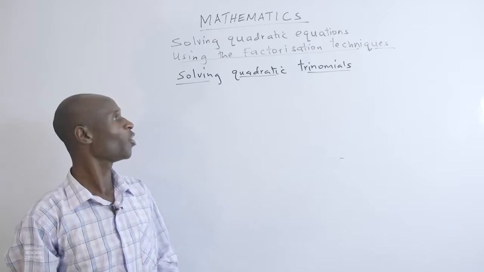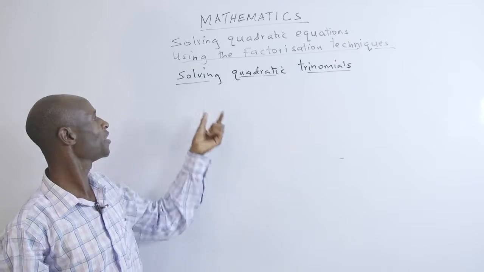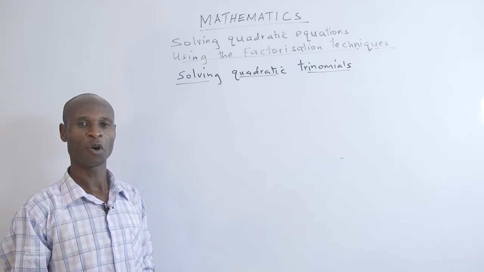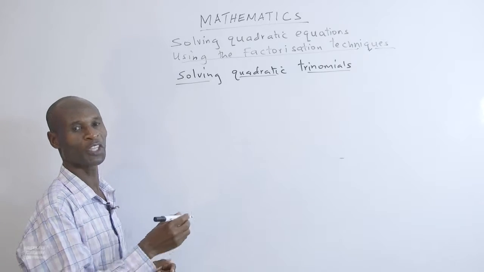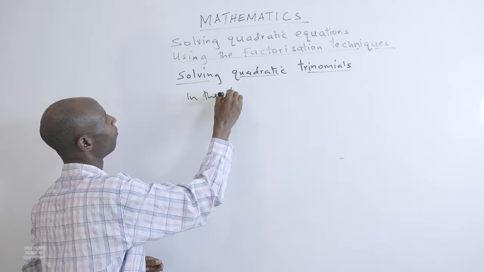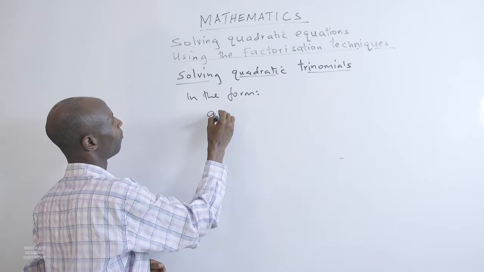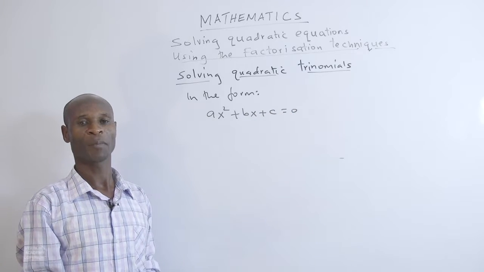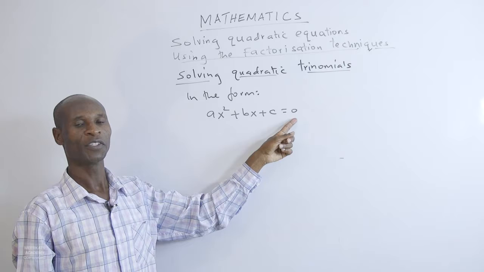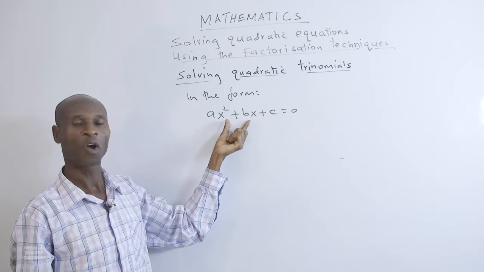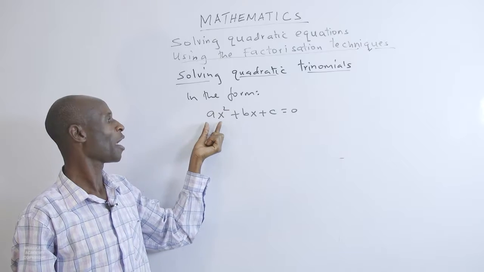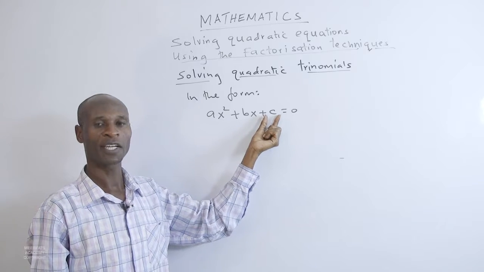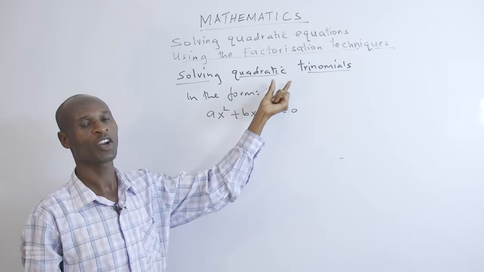Now, we want to extend the knowledge of solving quadratic equation, but in this case, in solving quadratic trinomials. When we talk about quadratic trinomials, we are looking at a quadratic equation in the form ax squared plus bx plus c is equal to 0. So it's a trinomial because it has three terms. We have the quadratic term, the linear term, and the constant term, and therefore it's called a trinomial.